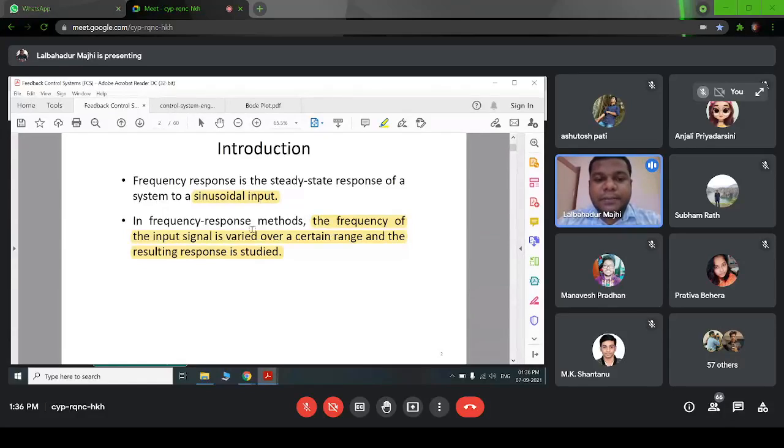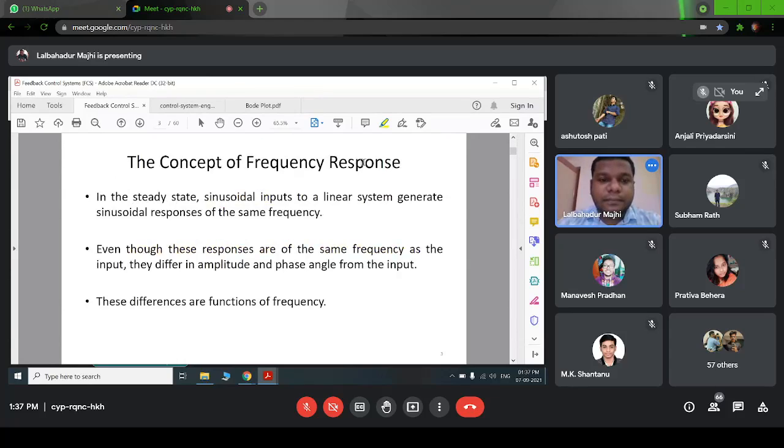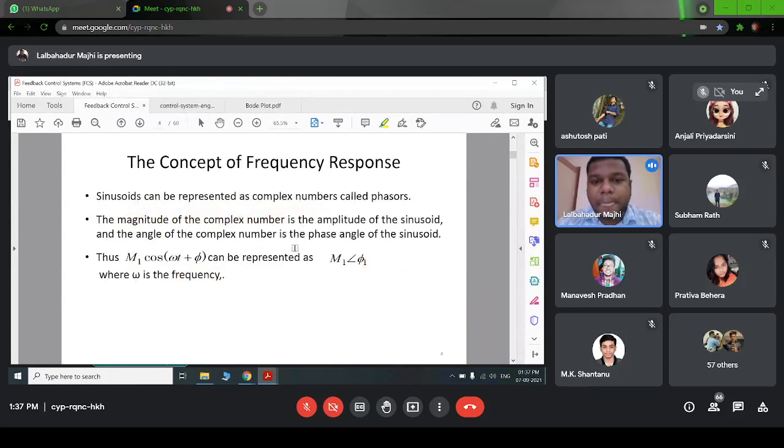Change the frequency of the input signal, and we have to note what the output response of the system is. So in the steady state, the sinusoidal inputs to a linear system generate a sinusoidal response of the same frequency. Even though these responses are of the same frequency as the input, they differ in amplitude and phase angle from the input. These differences are a function of frequency.